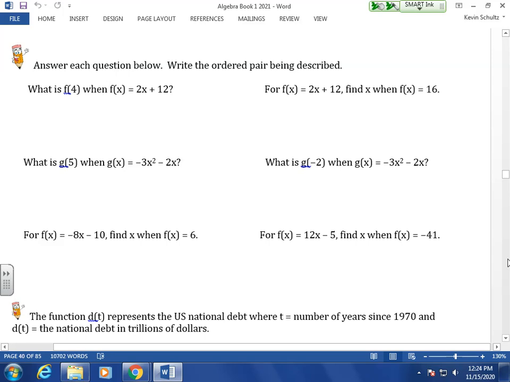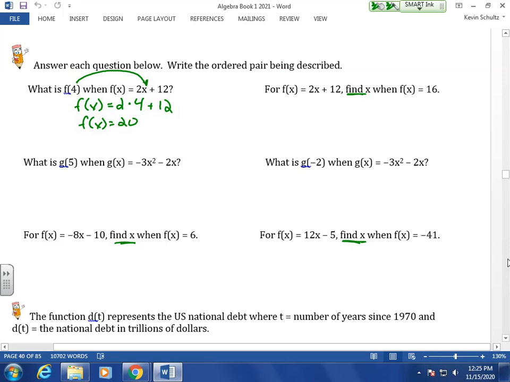Kind of the hint here, if it says find x, then you know that you're being given y, right? Because they're not going to have you find x if that's the variable that they're giving to you. So we're replacing x with 4. You would set this up: f of x equals 2 times 4 plus 12, and then you're just solving that. 2 times 4 is 8, plus 12 is 20. So f of x equals 20.